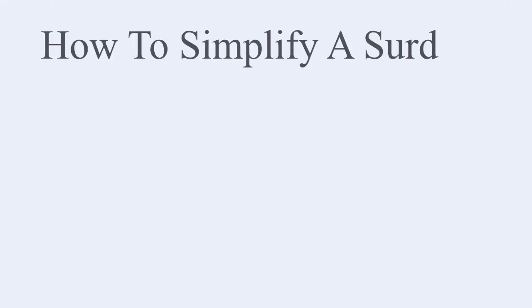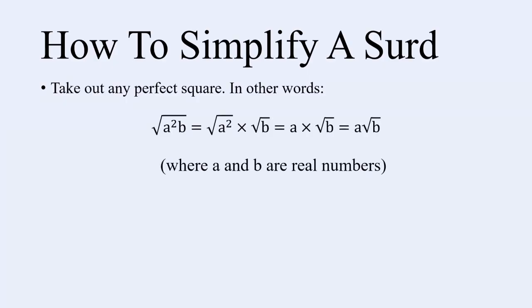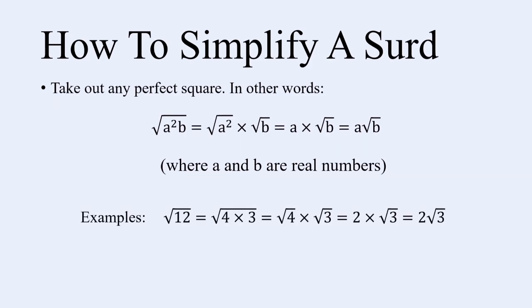To simplify a surd, take out any perfect square inside the surd. In other words, if a and b are integers, then the square root of a squared times b is equal to the square root of a squared times the square root of b, which gives a times the square root of b. So, for example, if we have the square root of 12, then that equals the square root of 4 times 3, which is equal to the square root of 4 times the square root of 3, which is equal to 2 times the square root of 3.